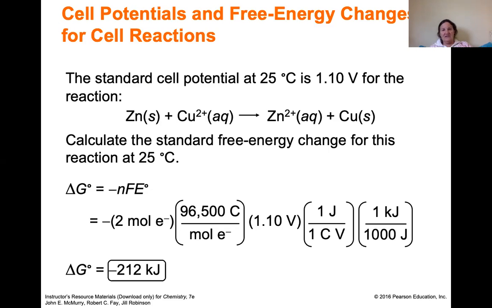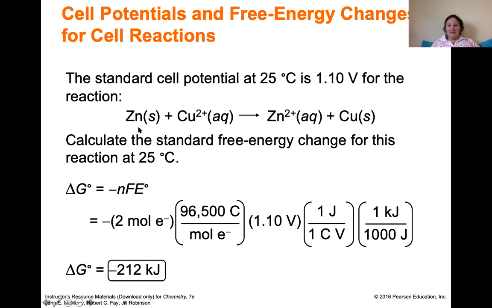So here's the reaction that we've used as an example. It tells us that this cell has a potential of 1.10 volts for this reaction when we're at 25 degrees. And you know that equilibrium constants change with temperature and delta G's change with temperature. So we need to know the temperature in order to relate the cell potential back to the delta G. They want us just to calculate from that the standard free energy change for this reaction at 25 degrees.